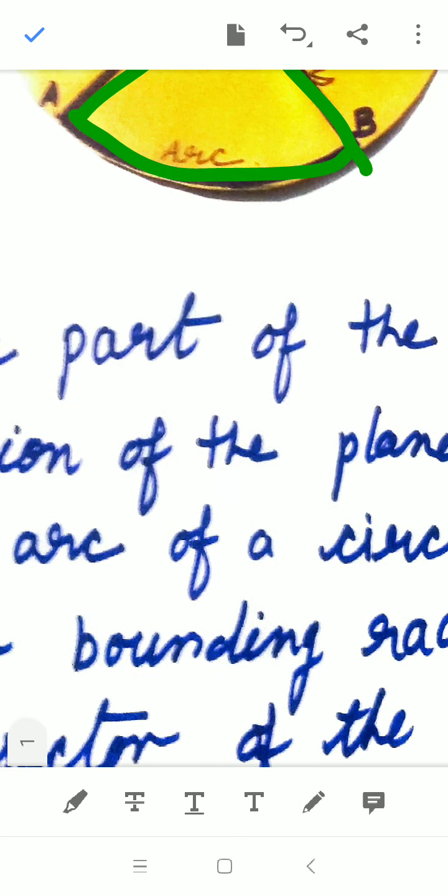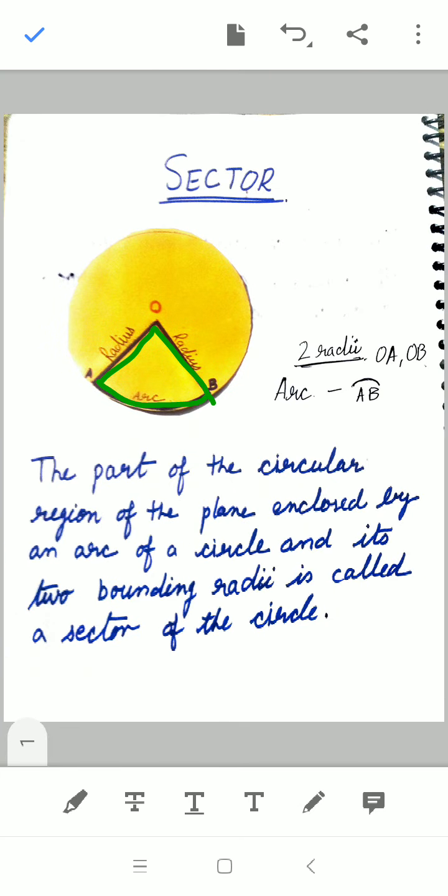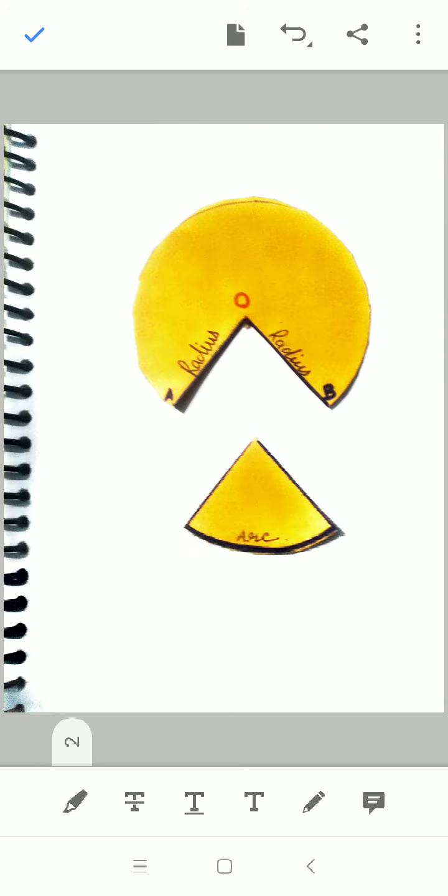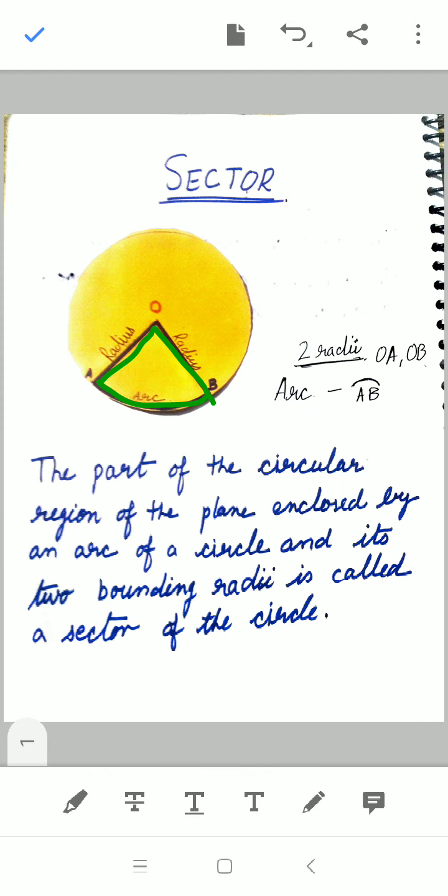So what is a sector? The part of the circular region of the plane enclosed by an arc of the circle, arc in this case is AB, and its two bounding radii is called a sector of the circle. So here two radii are OA and OB and the arc is AB.